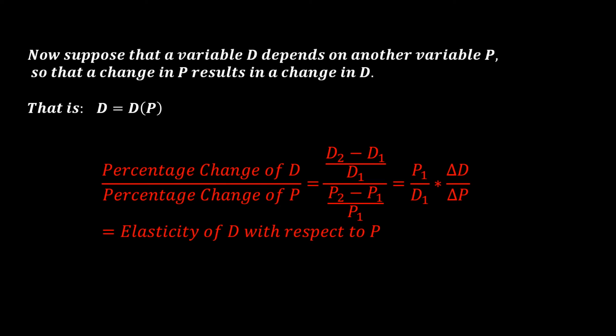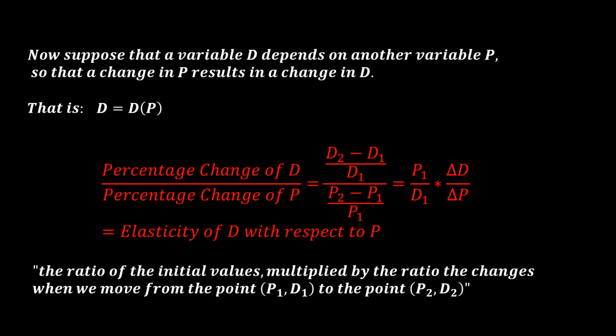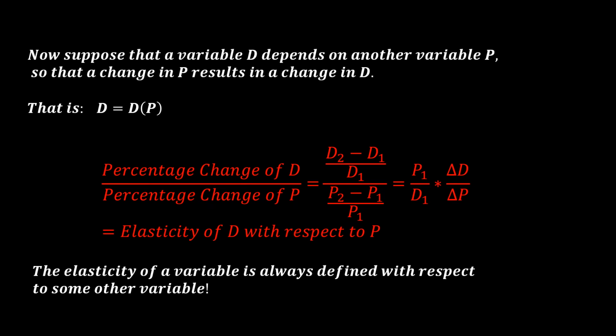So the elasticity is a ratio of percentage changes. Put differently, it's the percentage change of demand per unit of percentage change in price when we move from one point to another. Or, alternatively, it's the ratio of initial values multiplied by the ratio of the changes. Notice here that the elasticity of a variable is always defined with respect to some other variable, for example, demand with respect to price. To speak of the elasticity of a variable without specifying the other variable makes no sense.